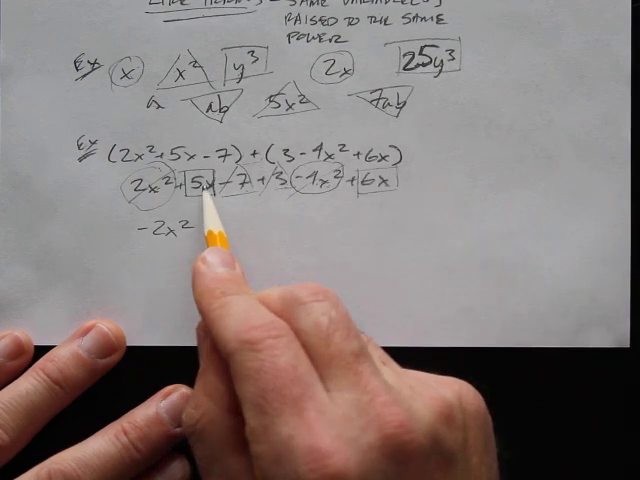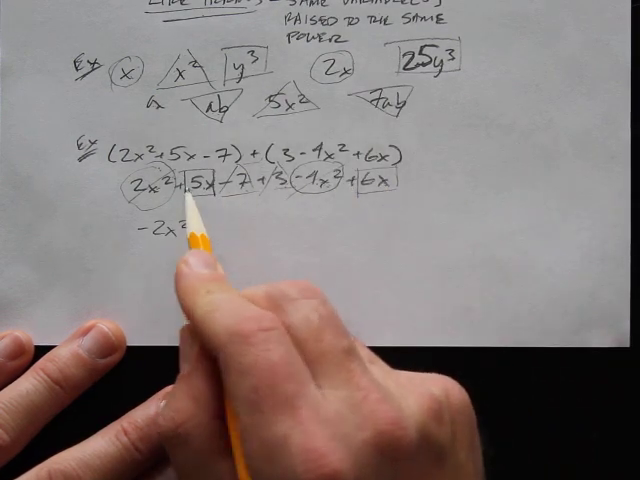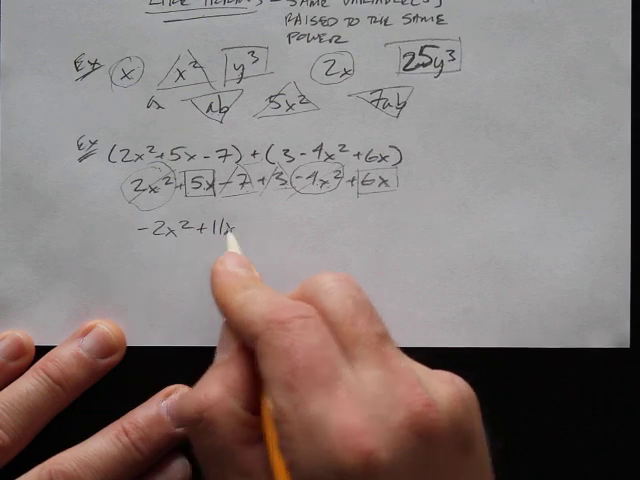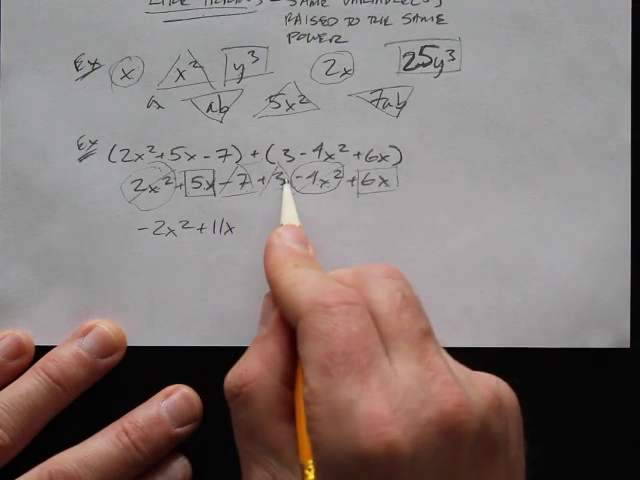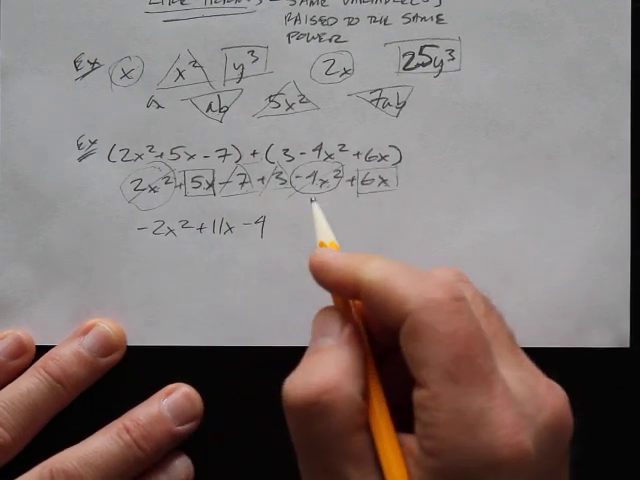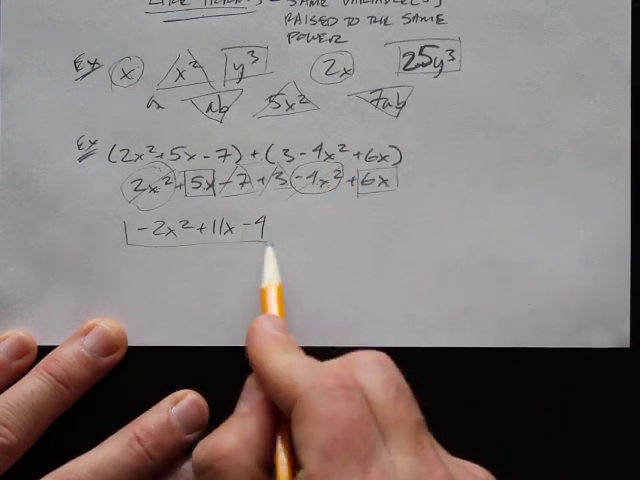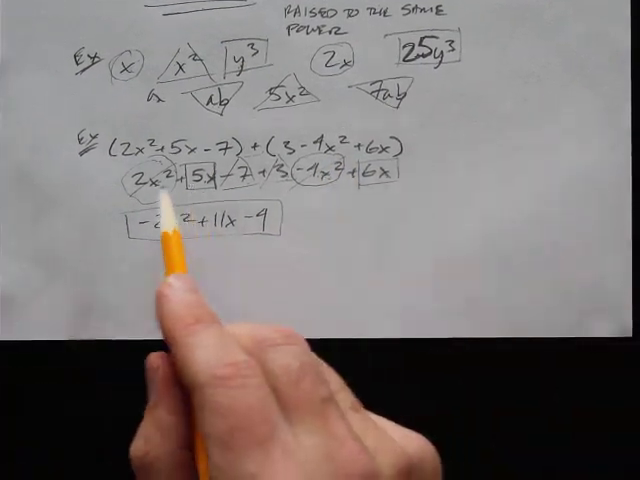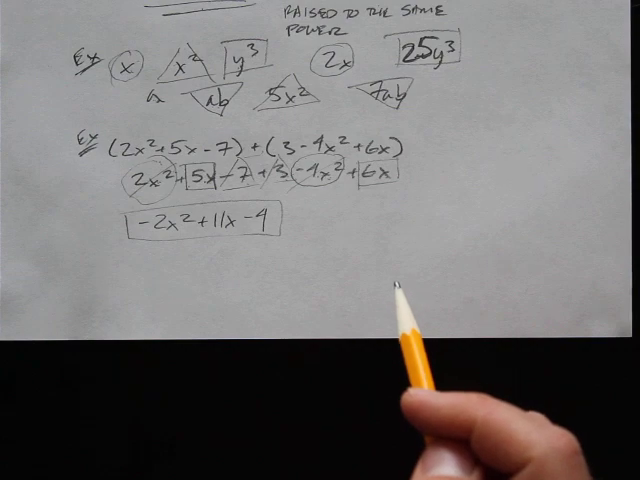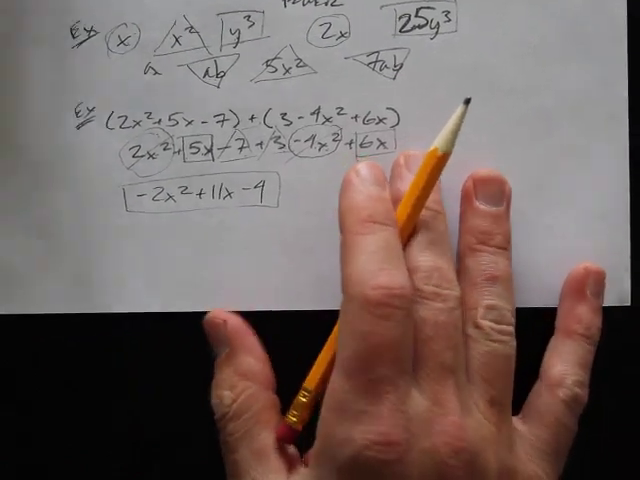Now I have 5x and 6x, and they're both positive, so that's 11x. And then I've got negative 7, positive 3, negative 4. So this is my polynomial after I added those two together. Okay, now you try one.